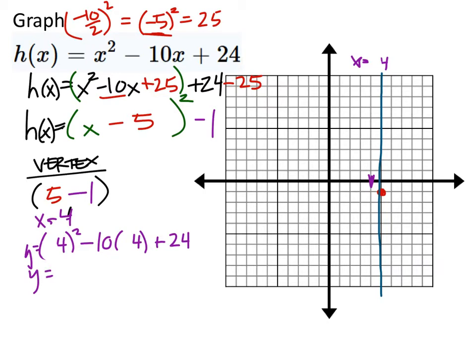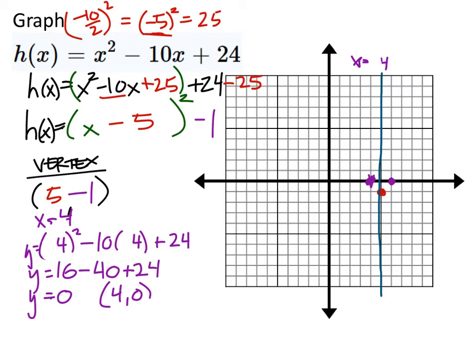So 4 squared is 16, minus 10 times 4 is 40, plus 24. And so y is 16 minus 40 plus 24. That's pretty nifty. Okay. So I do have a point then at 4, 0, which also is the x-intercept. And again, I can reflect that across the axis of symmetry. This one is 1 to the left of the axis of symmetry, so I'm going 1 to the right of the axis of symmetry, which gave us the point 6, 0.